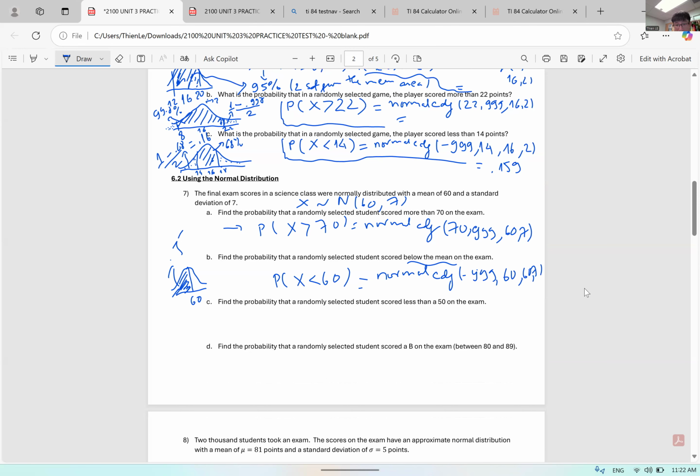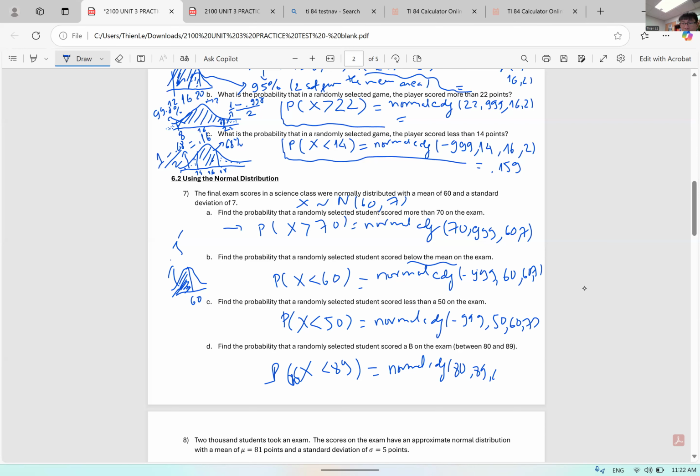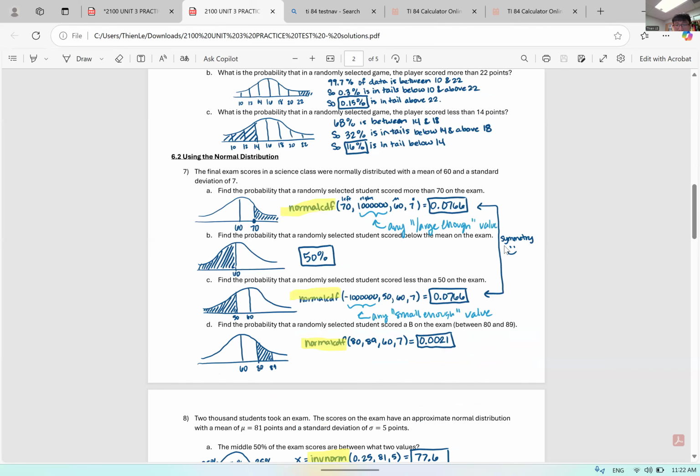Find the probability that a randomly selected student scores less than 50 on the exam. Again, it's a normal CDF, with a very small lower bound, 50, mean 60 and standard deviation 7. Then find the probability that a randomly selected score is between 80 and 89. Again, the equal sign here does not matter, because we have a continuous distribution. If you plug in all of this, you get the answer, and we also have the answers here.